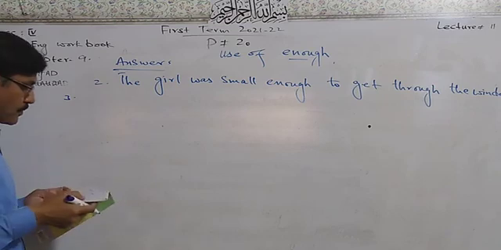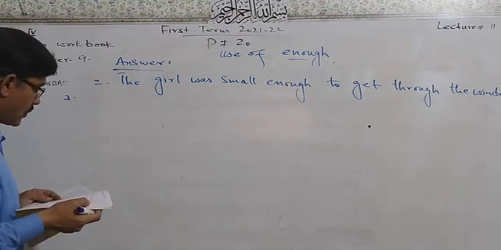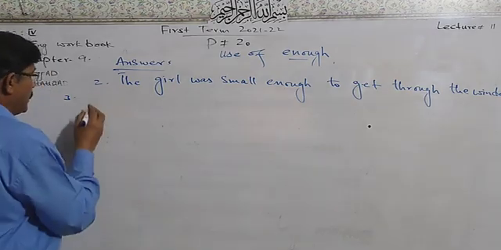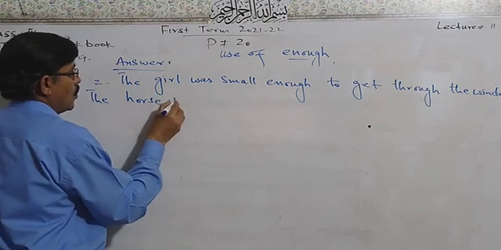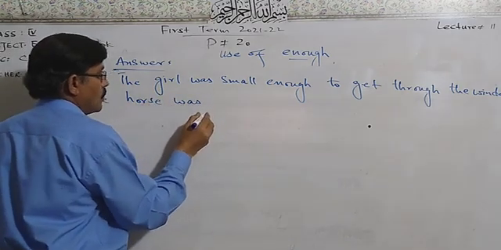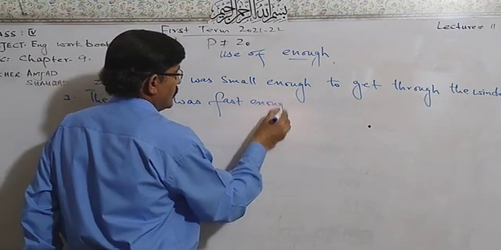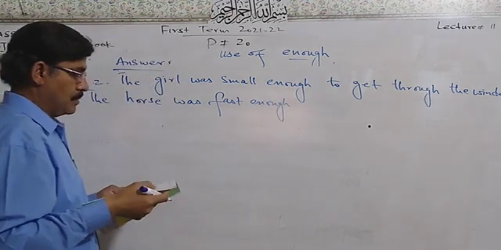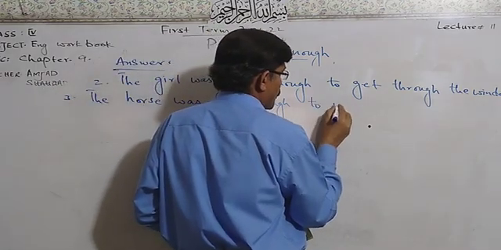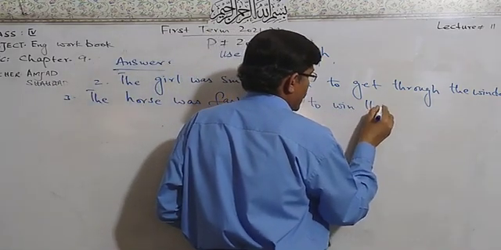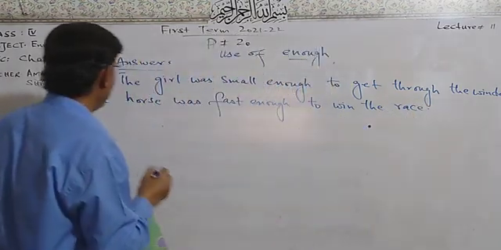Number three. The horse was fast, it could win the race. The horse was fast enough to win the race.